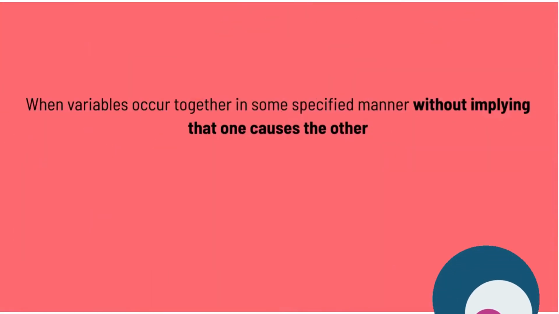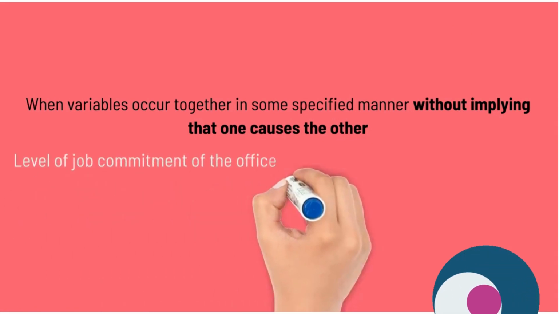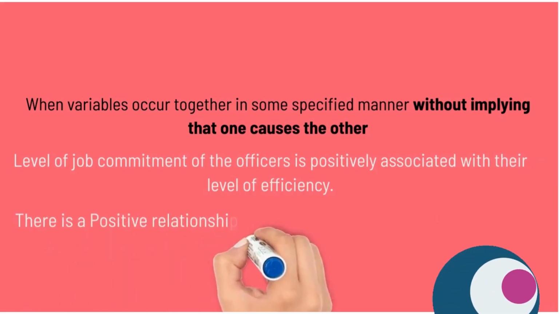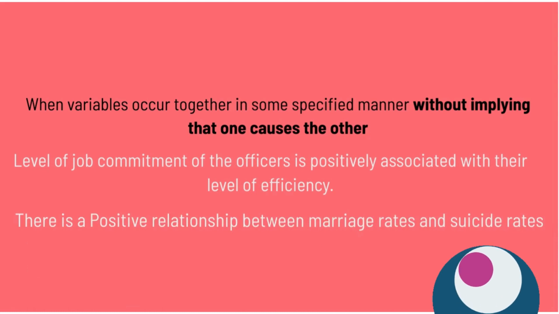Correlational hypotheses state that variables occur together in some specified manner without implying that one causes the other. For example, level of job commitment of the officers is positively associated with their level of efficiency. There is a positive relationship between marriage rates and suicide rates. Both hypotheses show that only some relationship exists between the two variables, but it cannot be concluded which variable affects and which variable is affected.